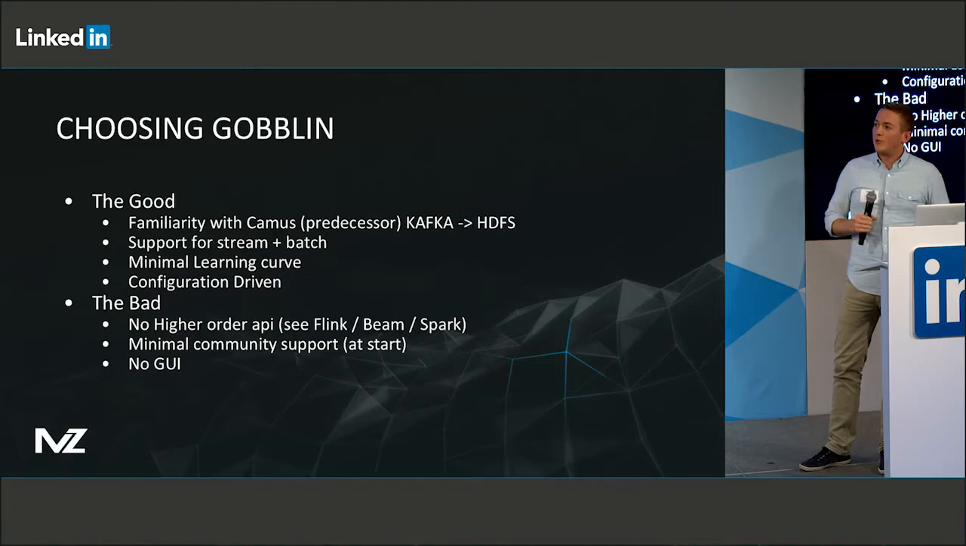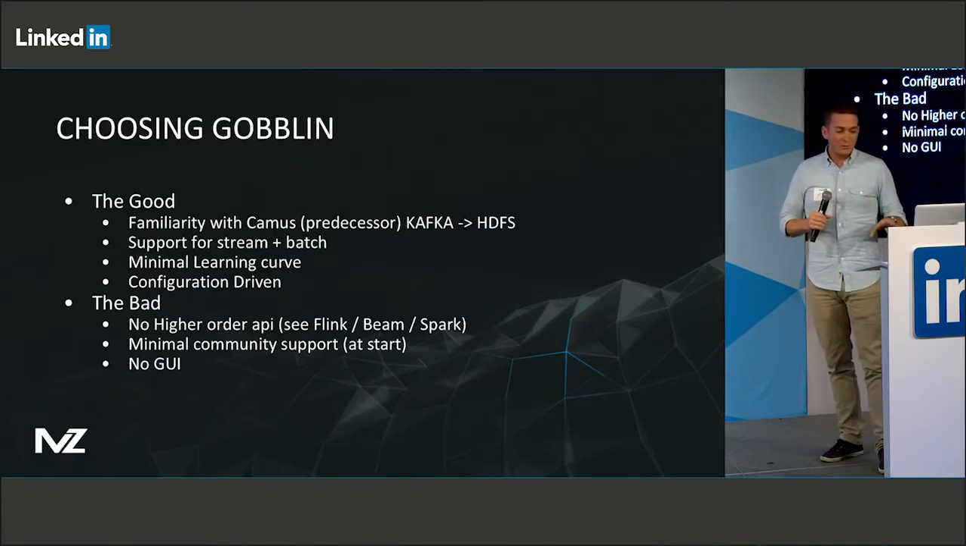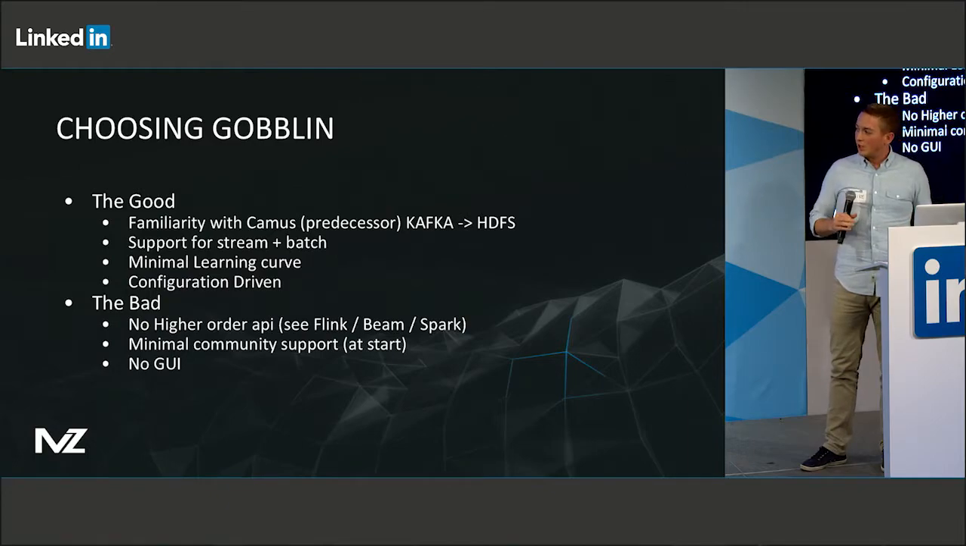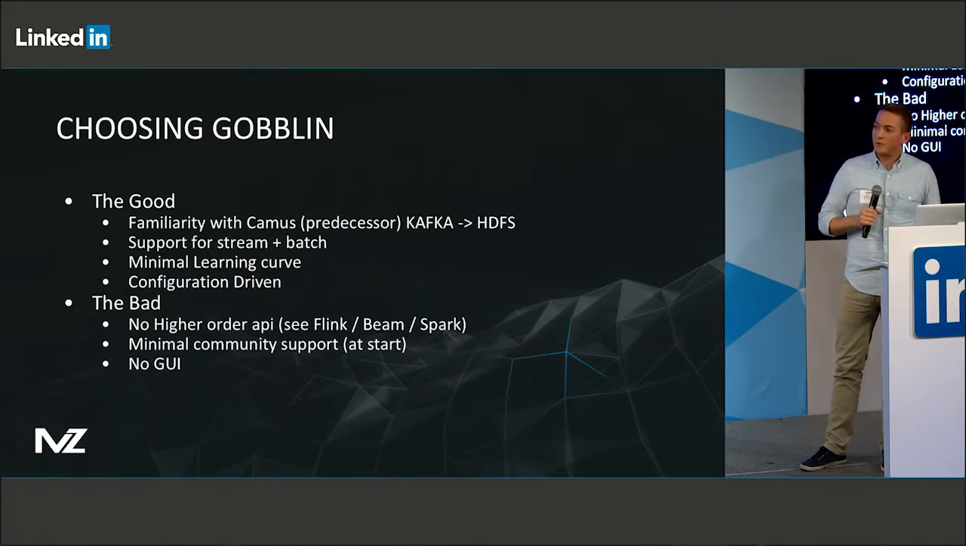So why did we choose Goblin? Let me talk a little bit about the history there. We were a little bit familiar with Kamu, which is the predecessor to Goblin. It used Kafka to HDFS, a pretty stable framework for doing so. I'd used it before, so I was pretty familiar with that. It had both stream and batch as a requirement there, so that was useful. For us, it was a minimal learning curve.